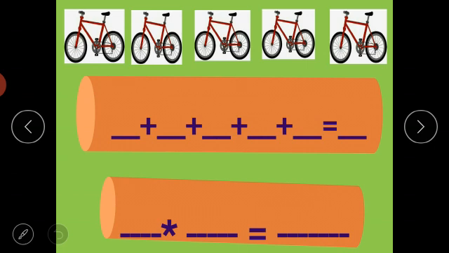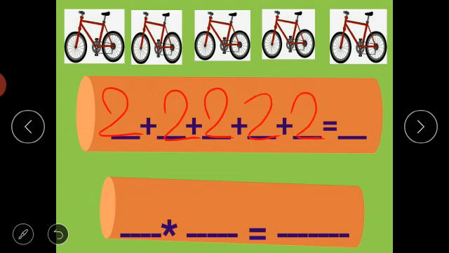See, there are 1, 2, 3, 4, 5 bicycles. 5 bicycles are here. Each bicycle is having 2 wheels. How many wheels? 2 wheels. So now start. In first diagram, how many wheels are there? 2. In second, 2. In third, 2. 4, 2, 5, 2. So now count total number of wheels. 1, 2, 3, 4, 5, 6, 7, 8, 9, 10. 10.